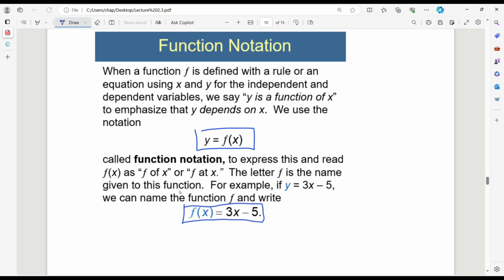This is just another way to express our function. f of x equals 3x minus 5 is very similar to y equals 3x minus 5.